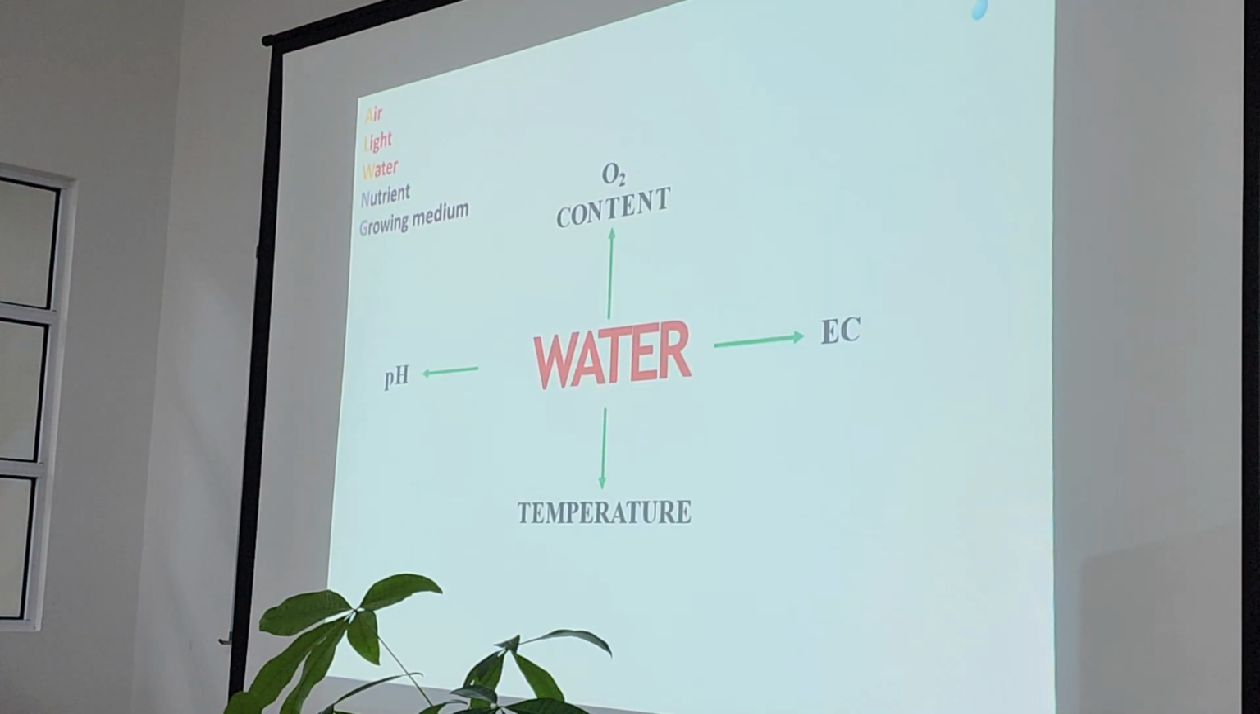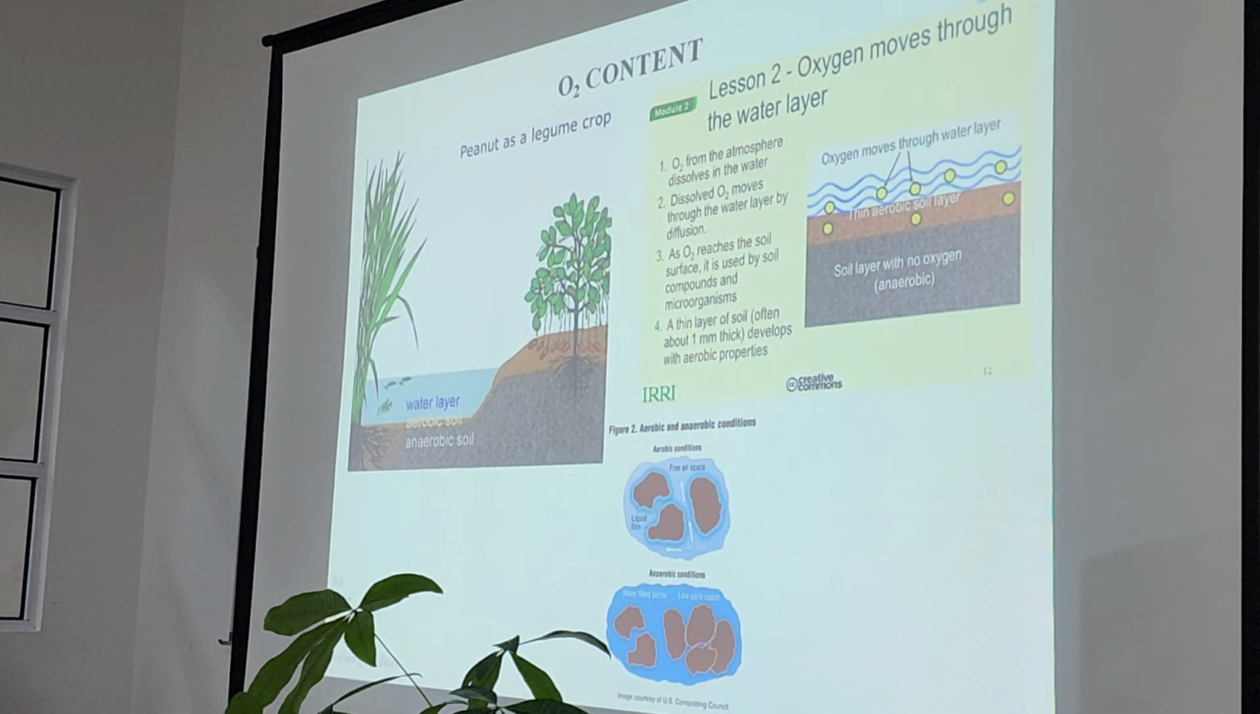Okay, water. Alright, four things in water: oxygen content, pH, EC, and temperature. We can go through this very quickly. Okay, go on. Oxygen content. Okay. For plantation, this is important.